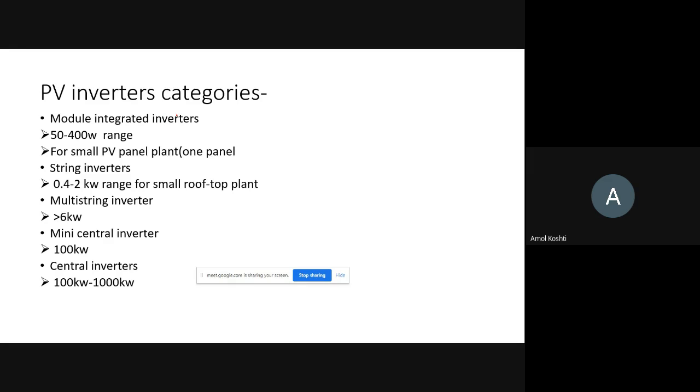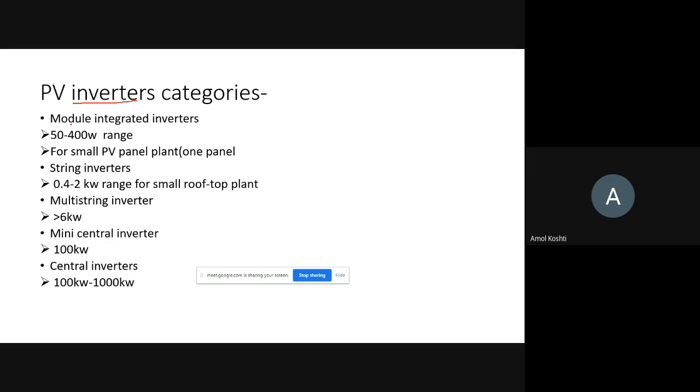So what is the plant we have? Whether we are using it for household applications, or for a commercial application, or we are using it for a very big plant. So based on this, these PV inverters are categorized.